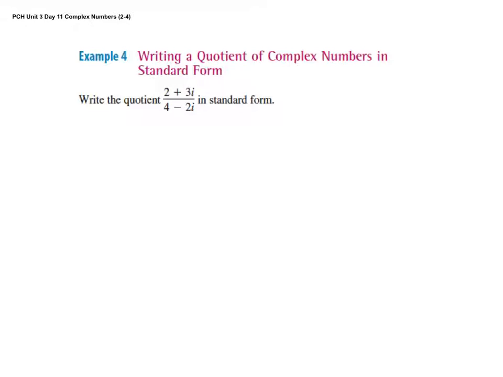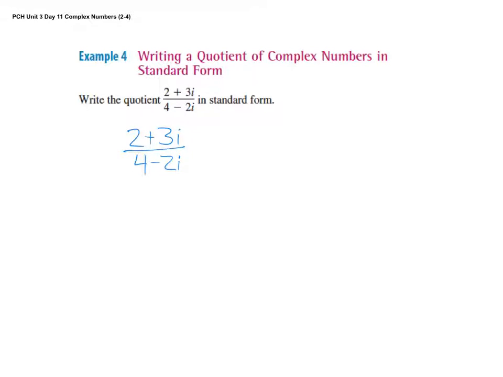Yes, the complex conjugate. So here our denominator is 4 minus 2i. What is the complex conjugate? It's 4 plus 2i. So we have 2 plus 3i over 4 minus 2i.